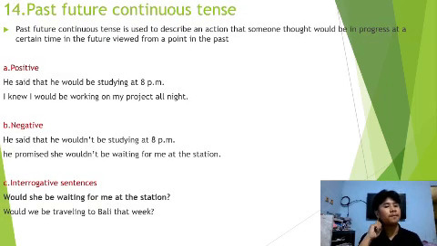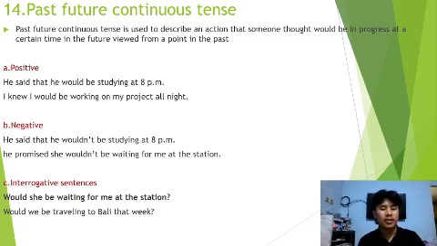Next is the past future continuous tense. Past future continuous tense is used to describe an action that someone thought would be in progress at a time in the future, viewed from a point in the past. Positive sentence: he said that he would be studying at 8 p.m. I knew I would be working on my project at night.